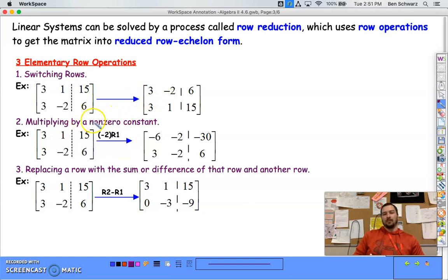You can multiply a row by a non-zero constant. So you can multiply a row by any number you want other than 0. And then finally, you can replace a row with a sum or difference of that row and another row. So in this example, we're taking our row 2 and we're subtracting row 1 from it. So 3 minus 3 is 0. Negative 2 minus 1 is negative 3. 6 minus 15 is negative 9. So it's another thing you can do. You can add and subtract rows.